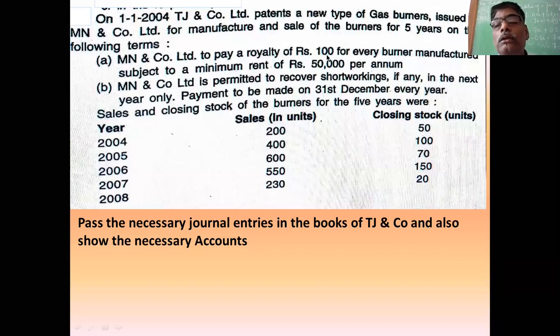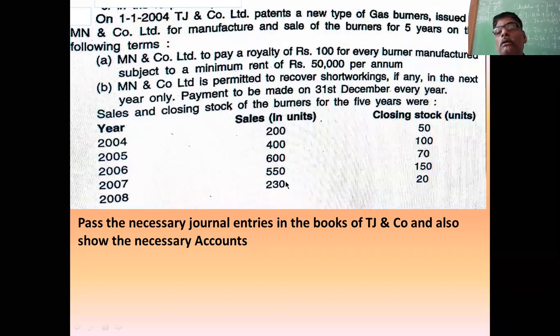Okay, ₹100 is the rate of royalty. Then minimum rent is 50,000, and MN Company is permitted to recover short workings, if any, in the next 2 years only. Next 2 years means floating period. Payment is to be made on 31st December every year. Sales and closing stock of 5 years is like this: 2004, 5, 6, 7, 8, a 5 year period.